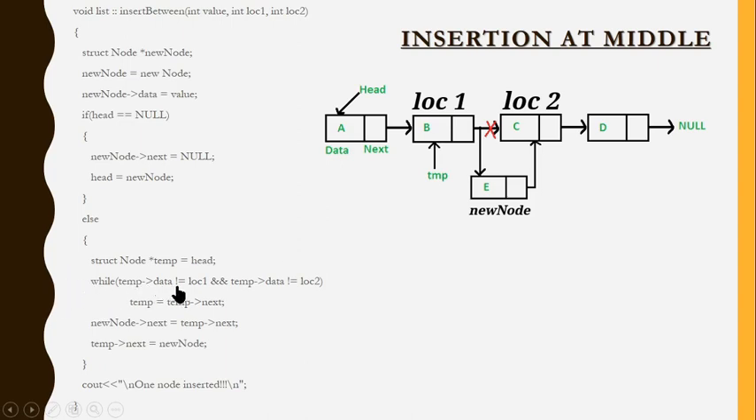Now temp points to data not equal to location 1, but it is equal to location 1. This condition fails, and I'm using an AND. That means if any one condition fails, it will come out of it. It never goes for the second part. Because this failed, it comes out of the while condition. And now I need to create this link.